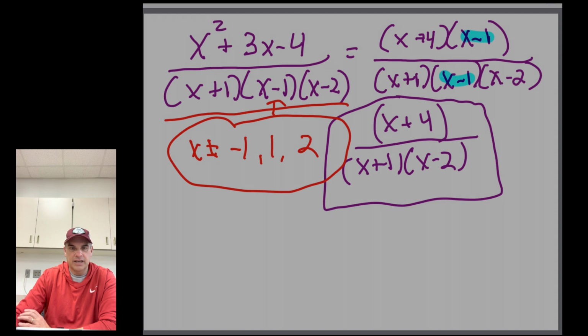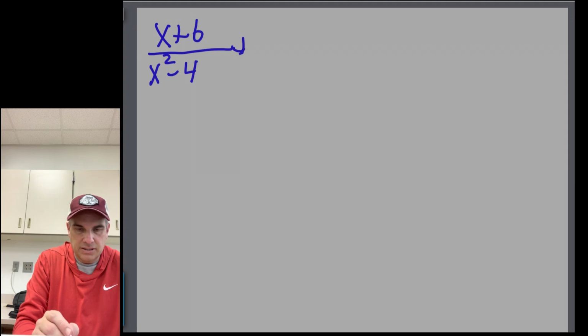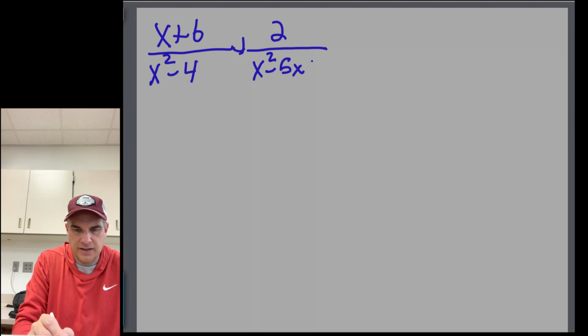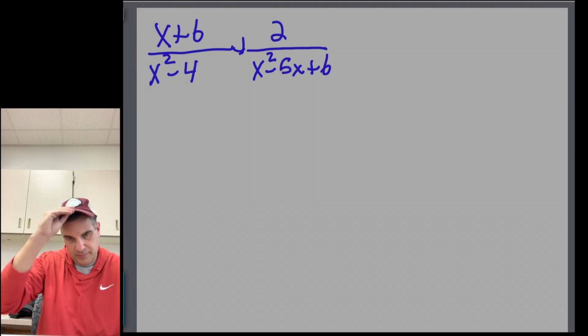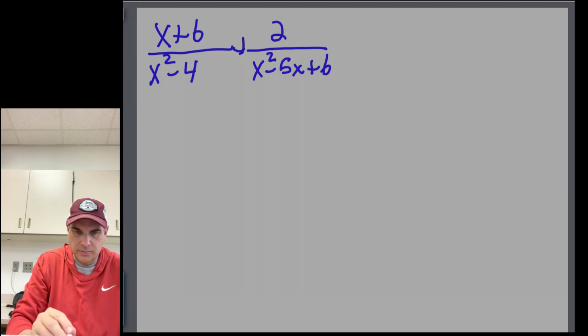Okay. Let's look at another one. Let's go with x plus 6 over x squared minus 4 plus 2 over x squared minus 5x plus 6. It's a nice plus sign in between them.